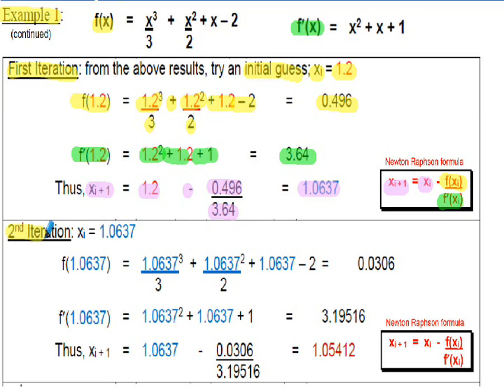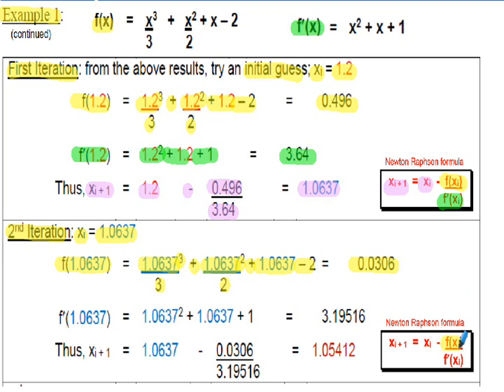So now I'm on to my second iteration, and this time my xi is the 1.0637 from the first iteration. Now the process repeats itself totally. I find my function of the xi, so function of the 1.0637, so that's 1.0637 cubed divided by 3 plus the 1.0637 squared divided by 2 plus the 1.0637 minus 2. That gives me a value of 0.0306.